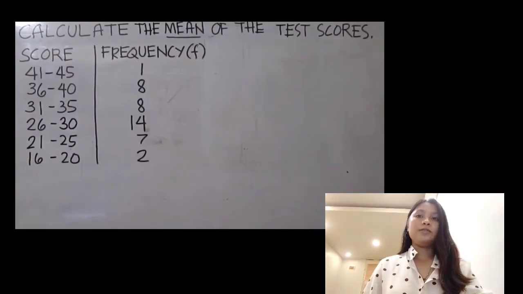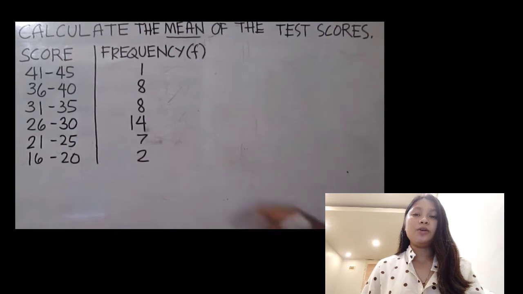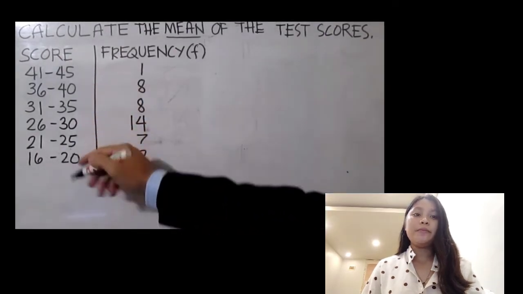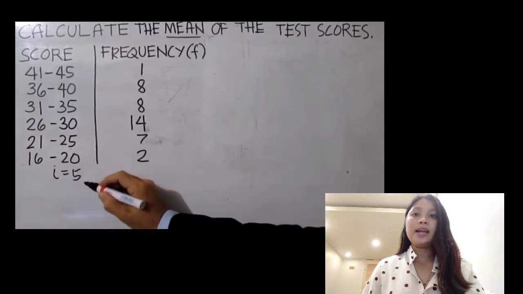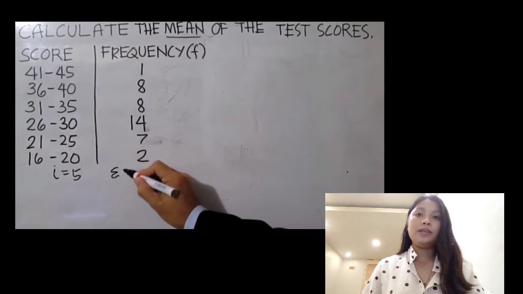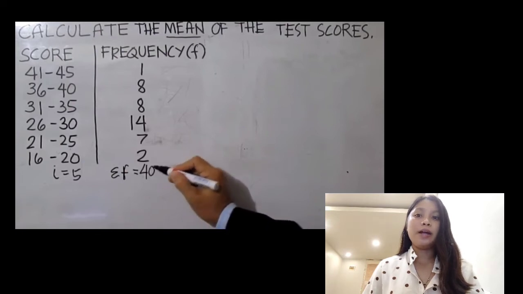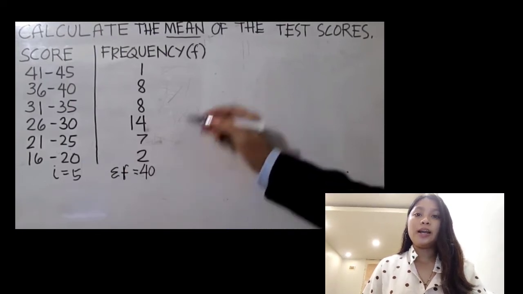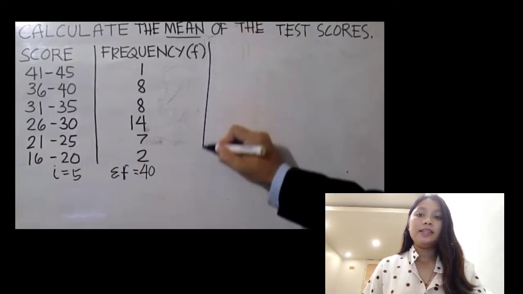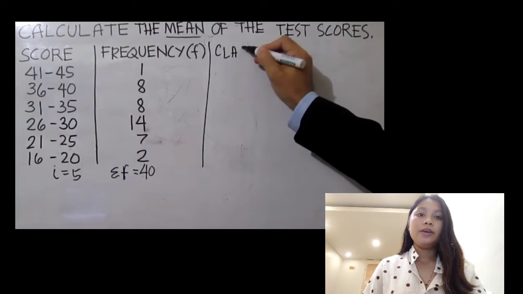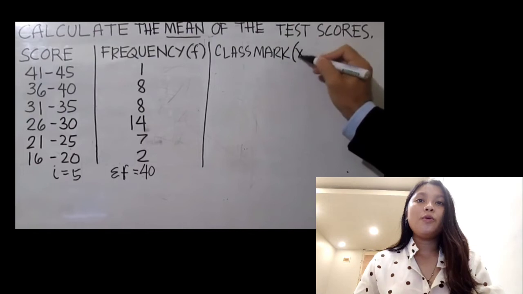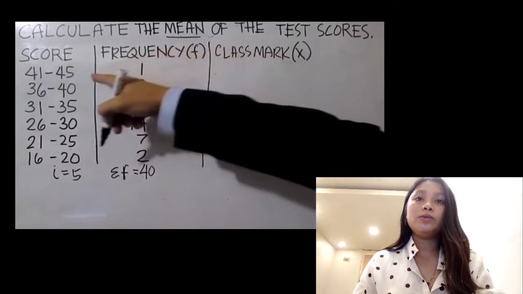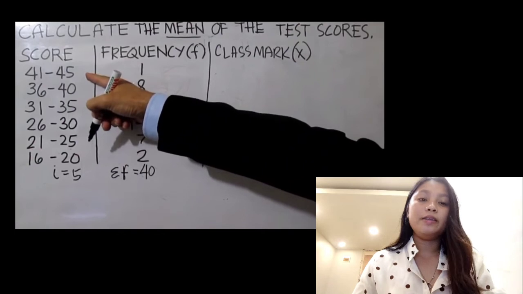Calculate the mean of the test scores. The scores and the frequency table are given. So we have 6 classes and the class width is 5. The total frequency is 40. So to find the mean using the class mark, first compute the class mark of each class. It is simply the midpoint of a class. To compute the class mark, we need to add the scores and then divide by 2.